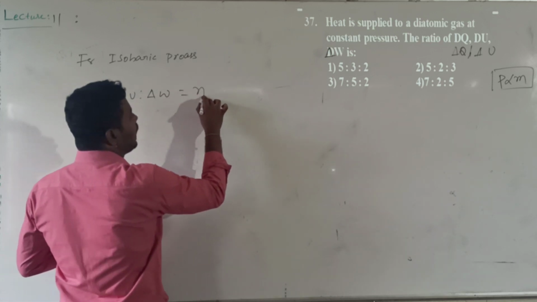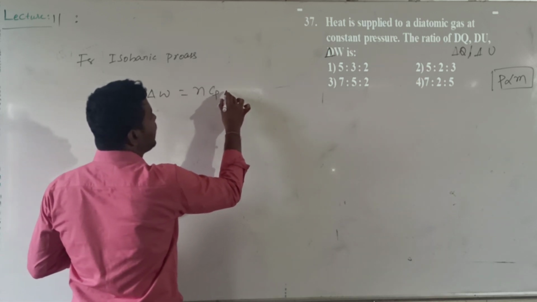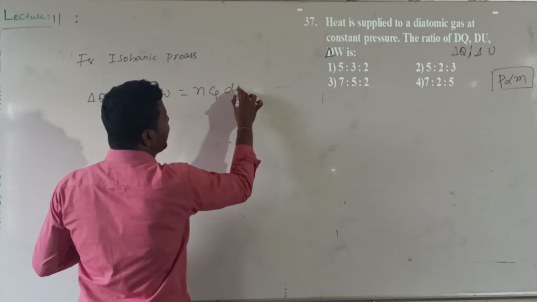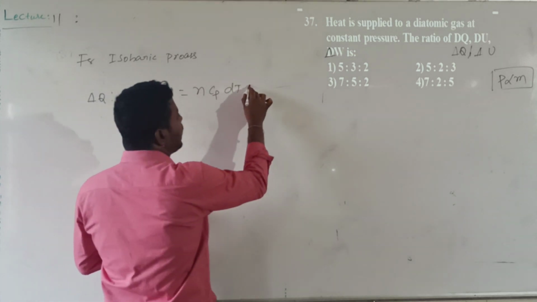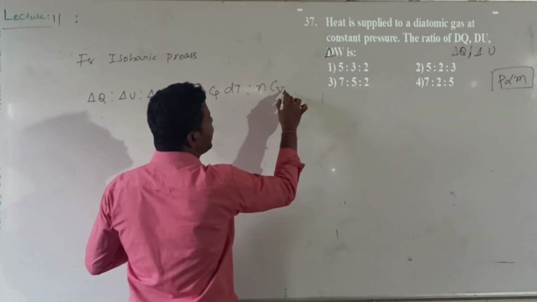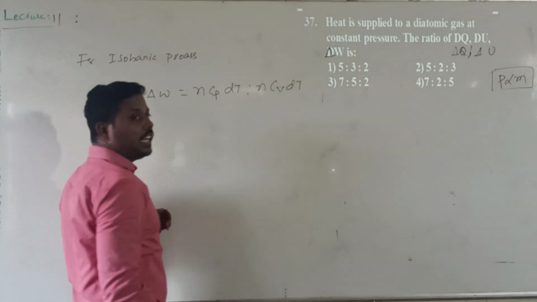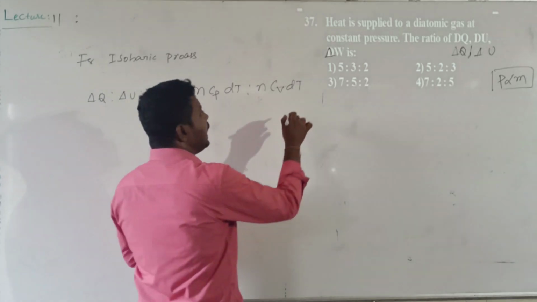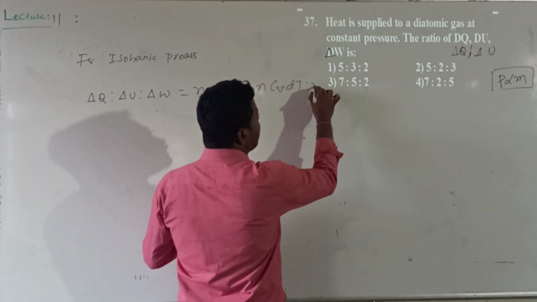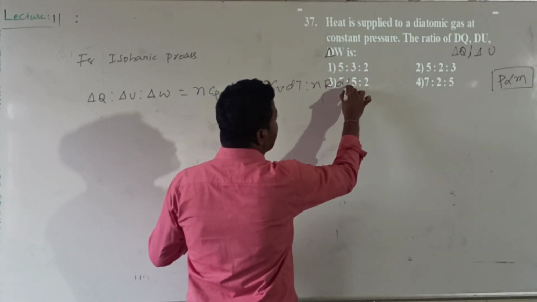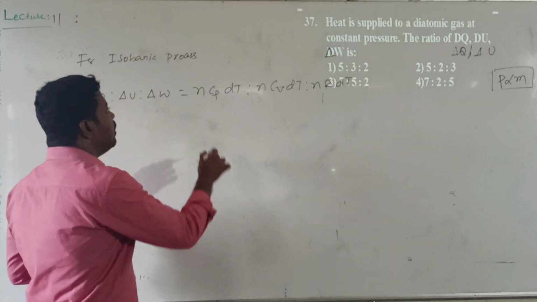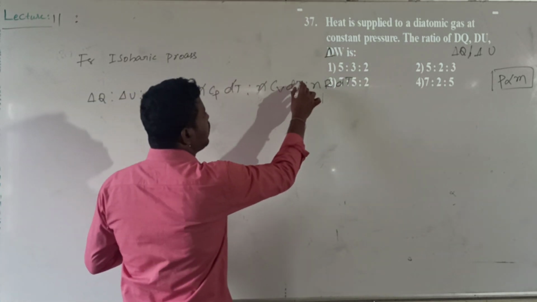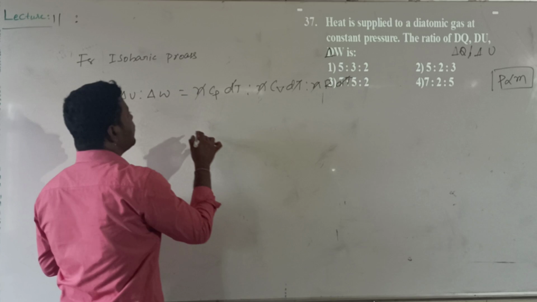Delta Q can be written as n Cp dT, heat supplied at a constant pressure. Delta U can be written as n Cv dT. Change in internal energy will be equal to heat supplied at a constant volume. And dW can be written as n R dT. In all the terms, n dT cancels.